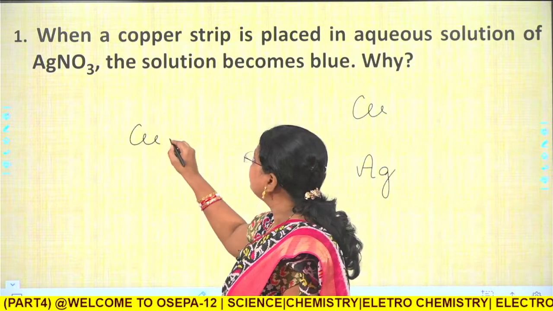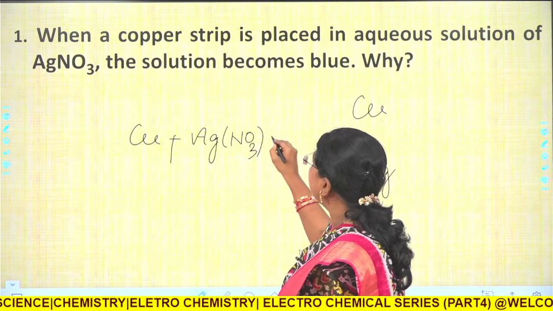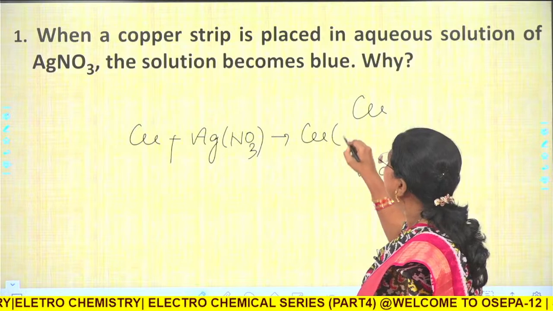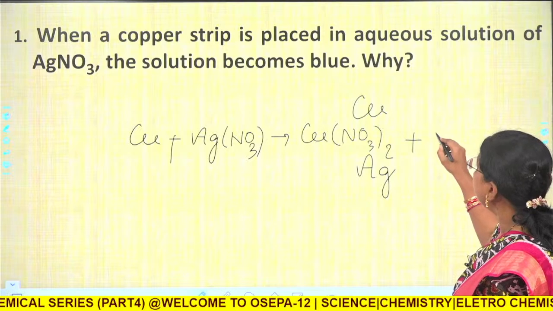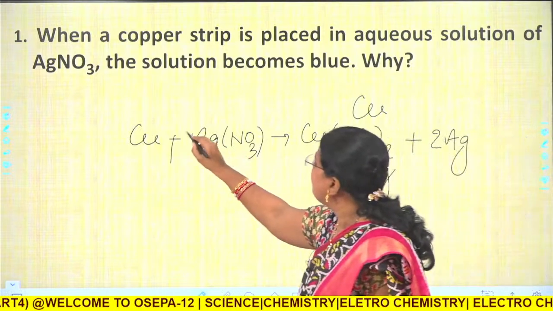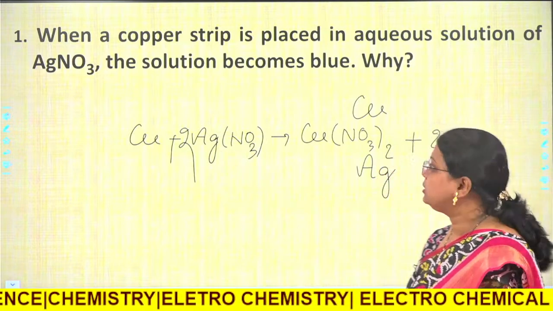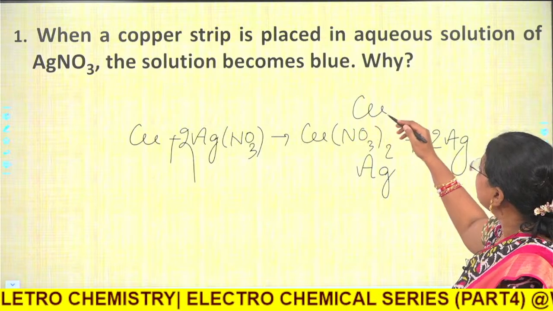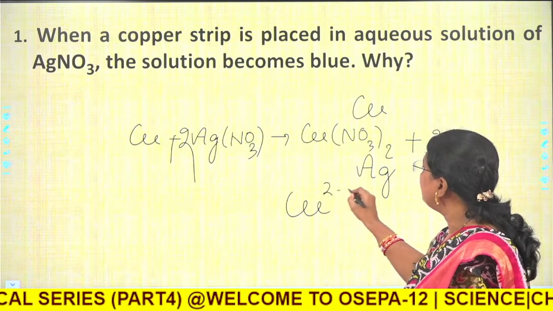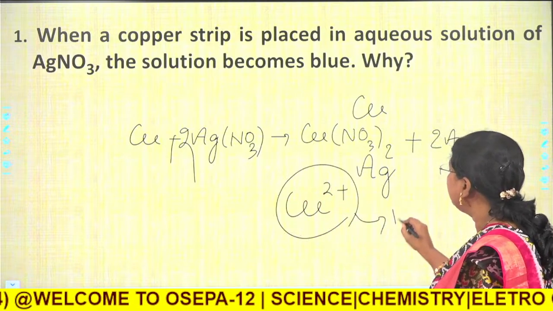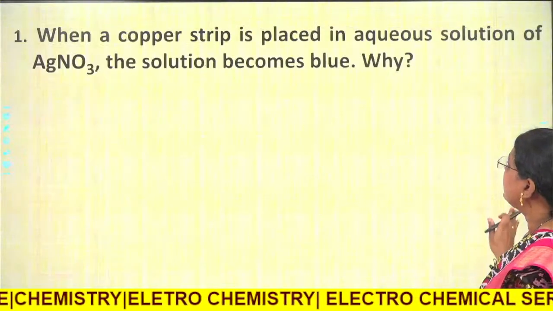That means if you place copper in AgNO3, you will obtain the reaction like this: Cu plus 2AgNO3 gives Cu(NO3)2 plus 2Ag. So the copper will displace the silver from its solution. The solution becomes blue due to what? Due to production of Cu2 plus ion. Due to Cu2 plus ion, the solution will become blue. Okay, the questions may come like this.